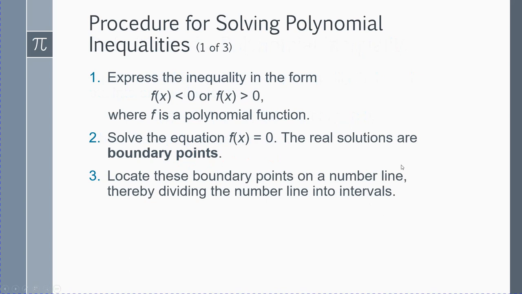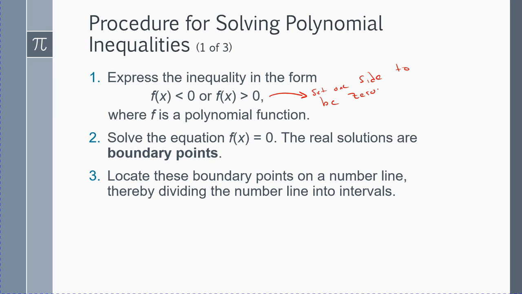Here's the procedure for solving polynomial inequalities. The first thing you're going to do is express the inequality in the form of f of x is less than 0 or f of x is greater than 0, where f is some polynomial function. Really, you want to set one side to be 0. If you have some constant terms, you just need to move them around so that one side is 0.